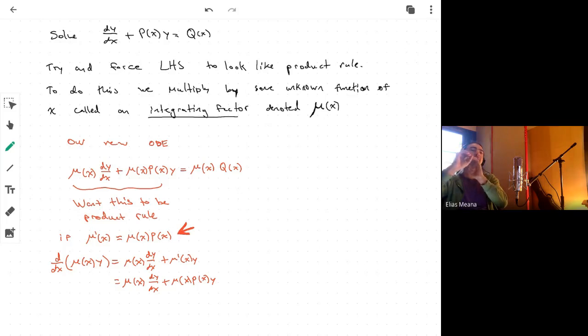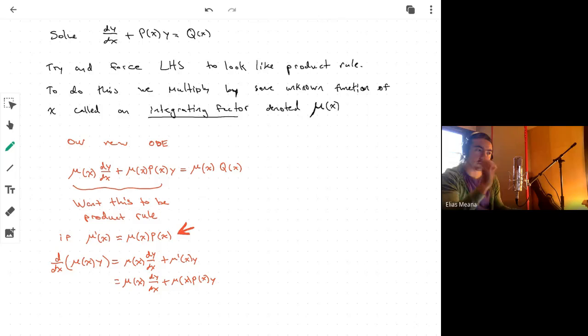We're trying to find a function where when we multiply the whole equation by that function, on the left-hand side, it gives us product rule, right? And so we have just said that if such a function exists, it must be the case that its derivative is equal to mu times p, right? Because otherwise, the left-hand side wouldn't be product rule.